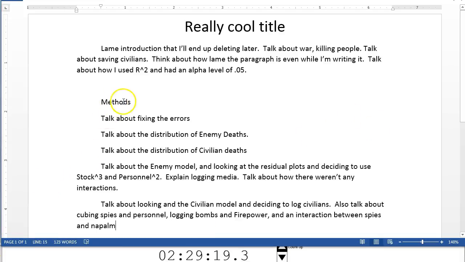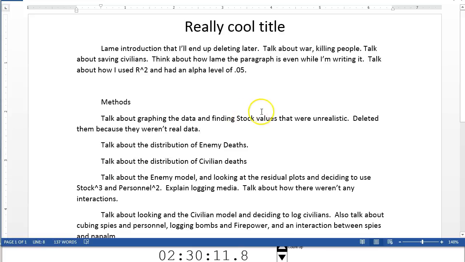Okay, so for the methods section, I actually did some of these out of order. I said talk about the distribution of enemy deaths, and then I realized I need to talk about fixing the errors. So it's not unusual when you're writing this report to go back up and insert, like I just inserted this guy up here. When I talk about fixing the errors, I'm going to talk about each of the errors and why I decided to delete them. The stock value, for example, was negative, but I could have chosen to make it positive instead of just deleting it. In my particular case, I did just delete it, so that's what I need to explain.